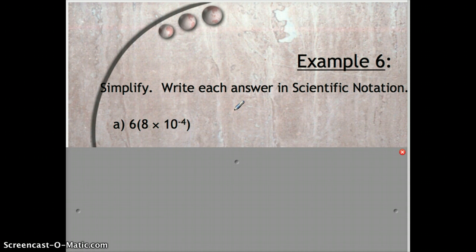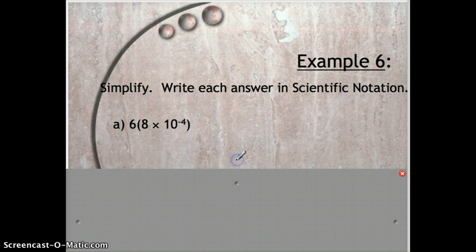Here's the last thing we're going to do. We're going to simplify and we're going to write our answers in scientific notation. What I think is key to note here, this means 6 times 8 times 10 to the negative 4th. There are parentheses around 10 to the negative 4th, but notice all of this is multiplying. So the first thing I want you to notice is, multiplying order doesn't matter at all. If all we're doing is multiplying, we can multiply in whatever order we want and we're going to get the same answer. So I'm going to multiply 6 by 8 first. And I get 48 times 10 to the negative 4.